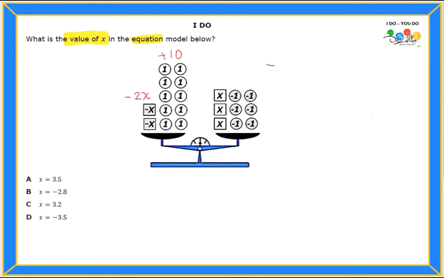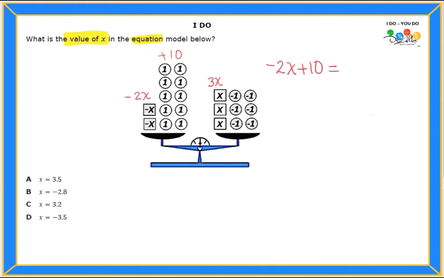So I will write down negative 2x plus 10 equal. How do I know they're equal? Because if you look at the balance, it's exactly level. It's not tilted to one side. So let's write the second part of the equation. I do see 3x's, and they're positives, so I just write down 3x, right?